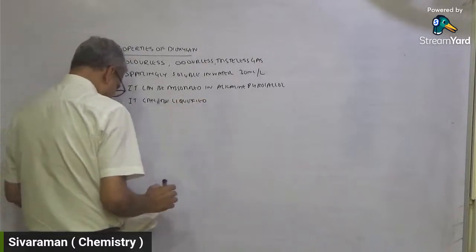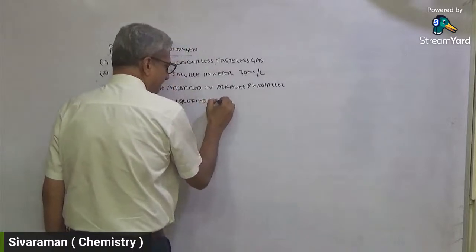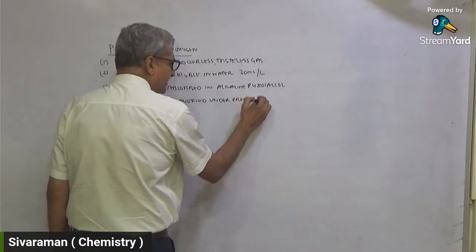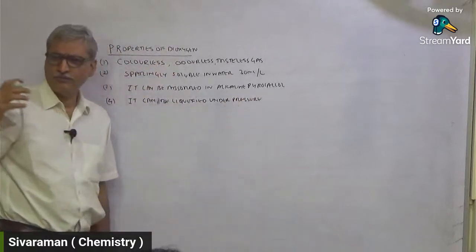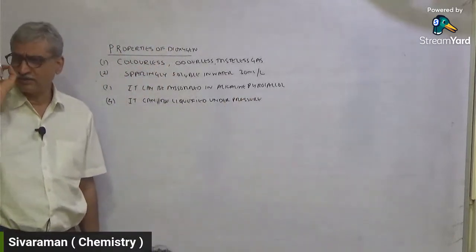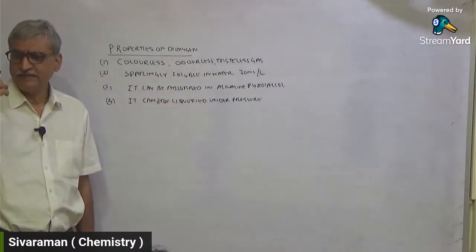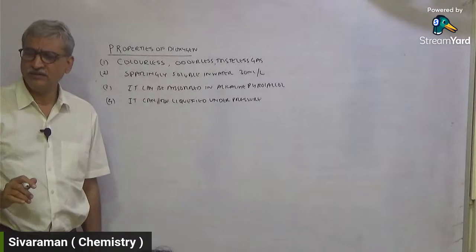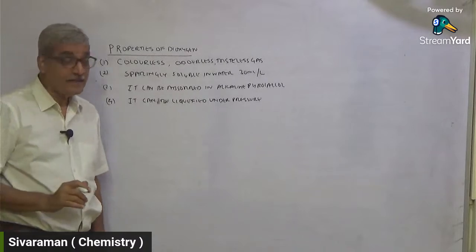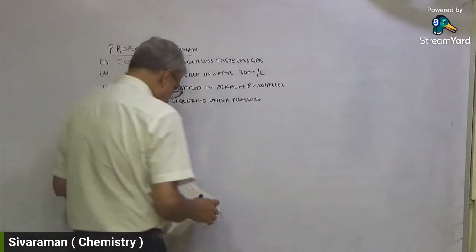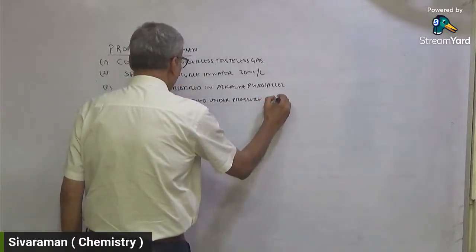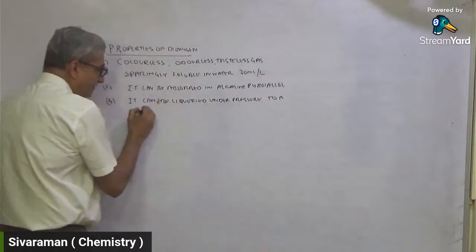It can be liquefied under pressure. I had told you, Joule-Thomson effect. You put huge pressure and allow it to come through a small orifice, adiabatic expansion. What is going to happen? It will liquefy. Is this clear? But if it liquefies, what is the color? It liquefies to a pale blue liquid. To a pale blue liquid.